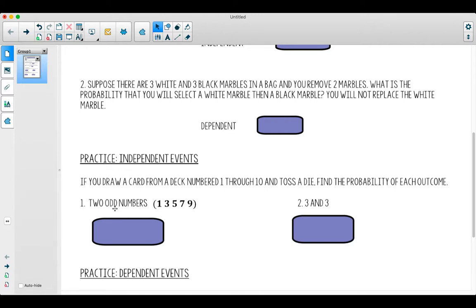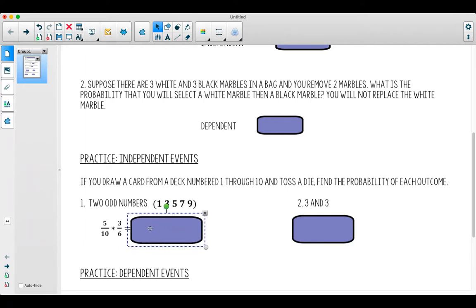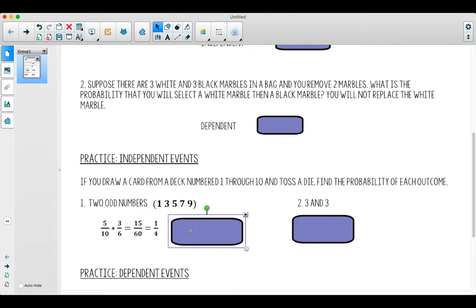So what's the probability of getting an odd number from your deck? Well, you have 5 numbers here, and there's a total of 10 cards, so it's 5 over 10. What's the probability of rolling an odd number? Well, you have 1, 3, or 5, and you have a total of 6 options, so 3 over 6. If you multiply the numerators together, denominators together, you get 15 over 60, and that simplifies down to 1/4.